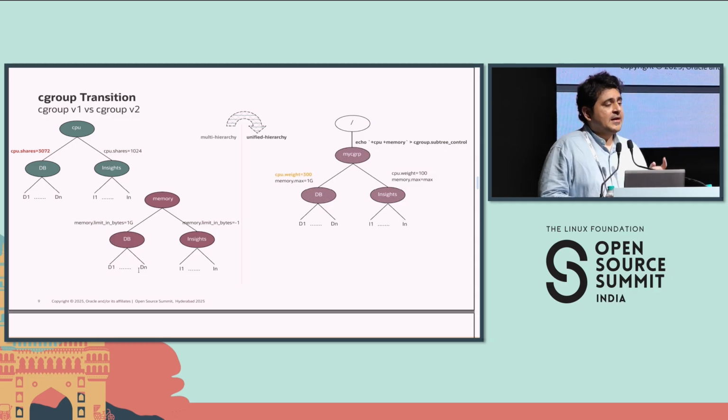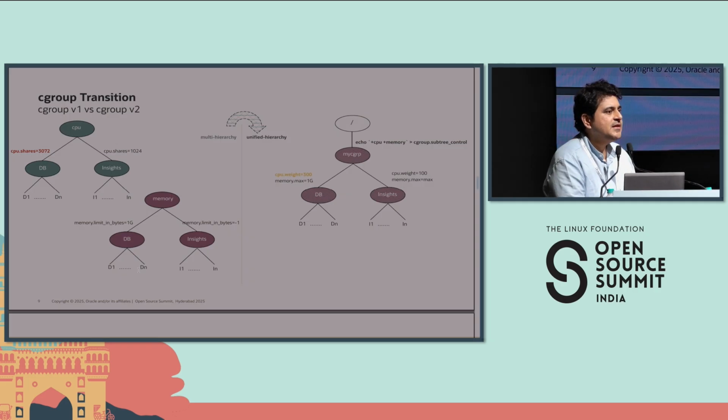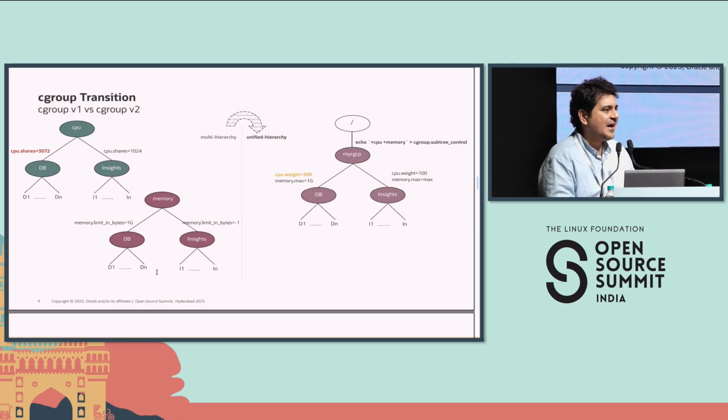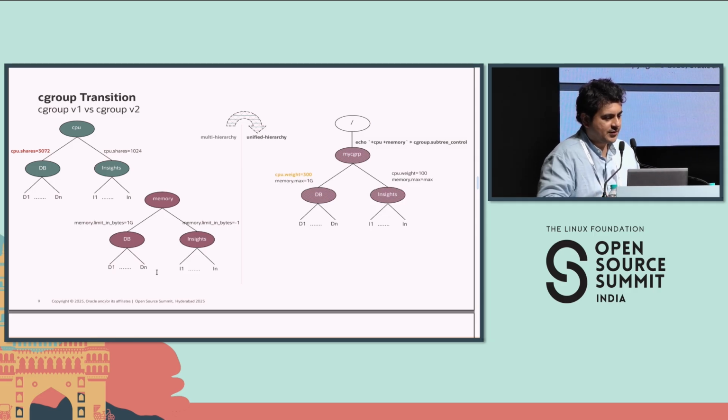Now, another major thing is, if you've worked with C group V1, you'll realize that every controller had the freedom of naming things the way it wanted. A CPU controller would say CPU.shares. A memory controller would name its limit memory.limit_in_bytes, right? The naming convention was not the same across all the controllers.